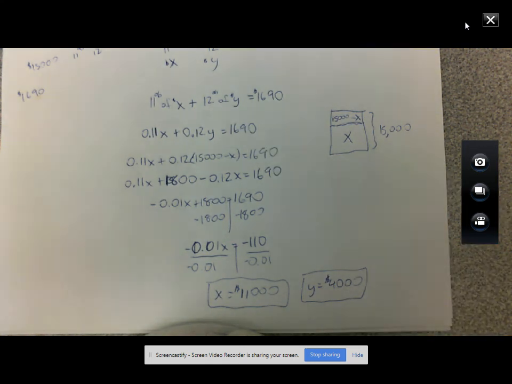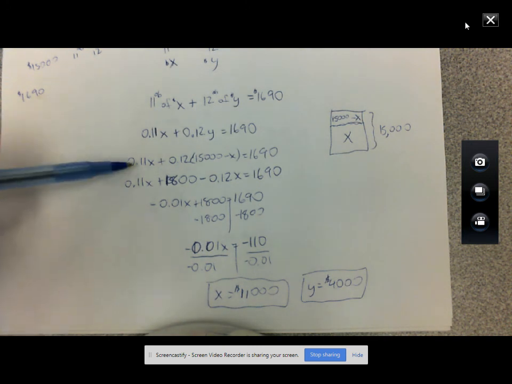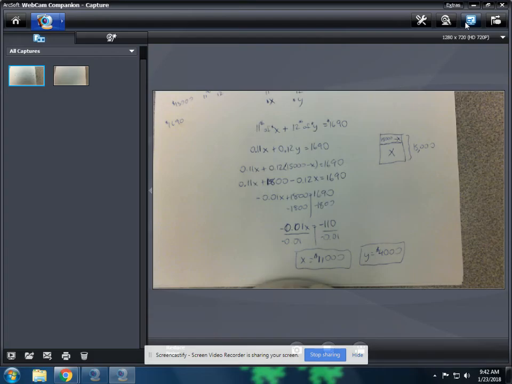When you're setting this up, this is where showing the work comes in. If you have X is 11,000, Y is 4,000, and I can see in your equation that 11% is your X and Y is your 12%, then I should be able to see that. And that should be clear. And again, label.